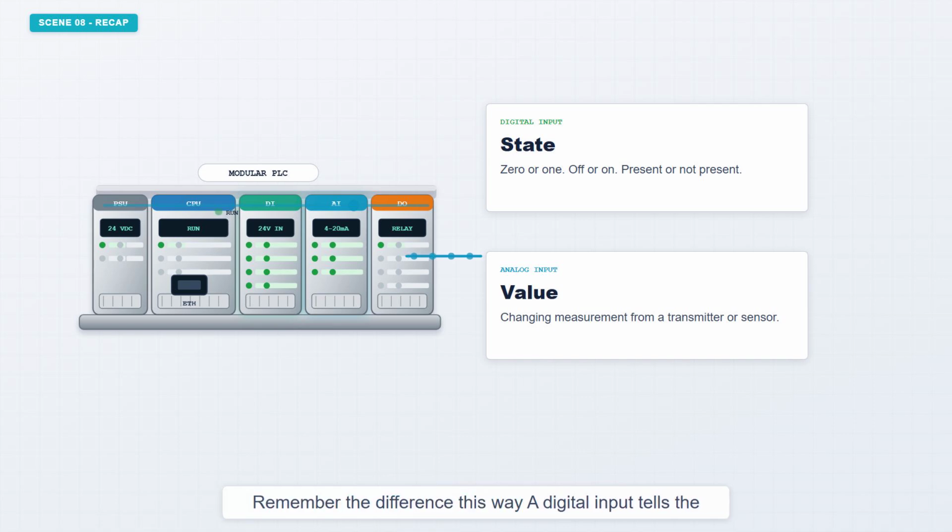Remember the difference this way. A digital input tells the PLC the state, 0 or 1, off or on. An analog input tells the PLC the value, how much pressure, level, temperature, or flow. Both enter through input modules, but they become very different data inside the CPU.